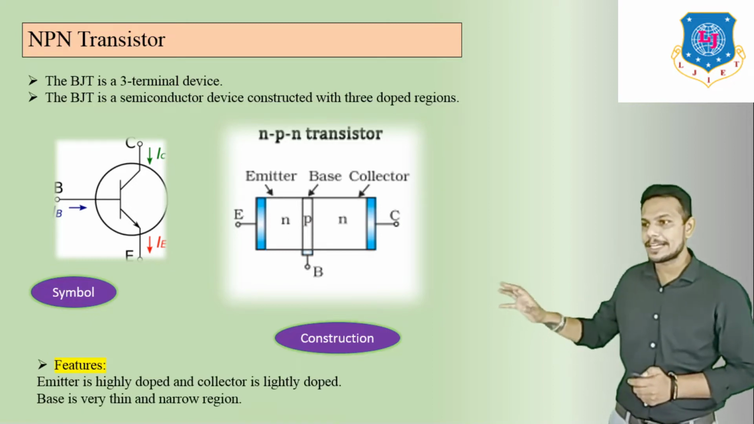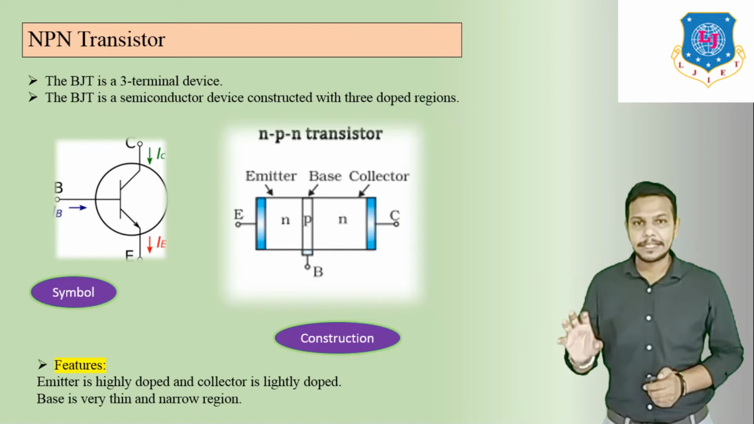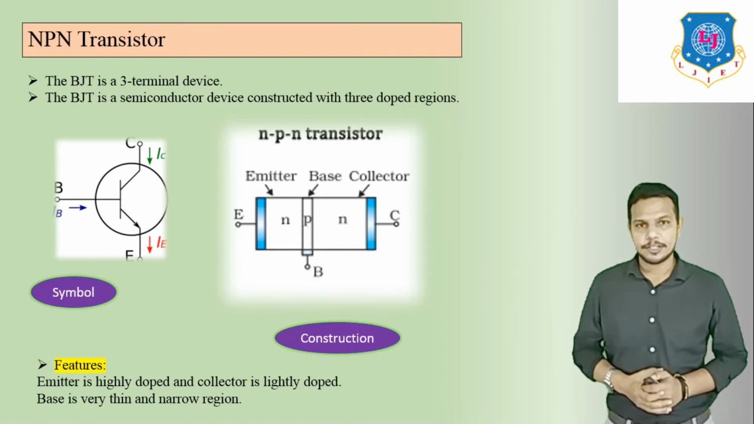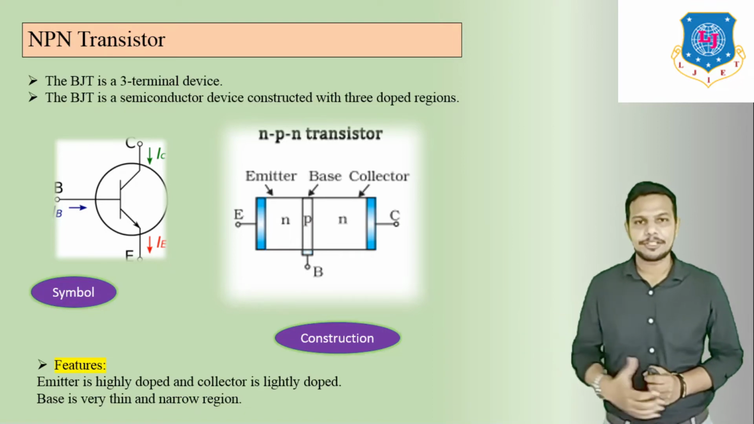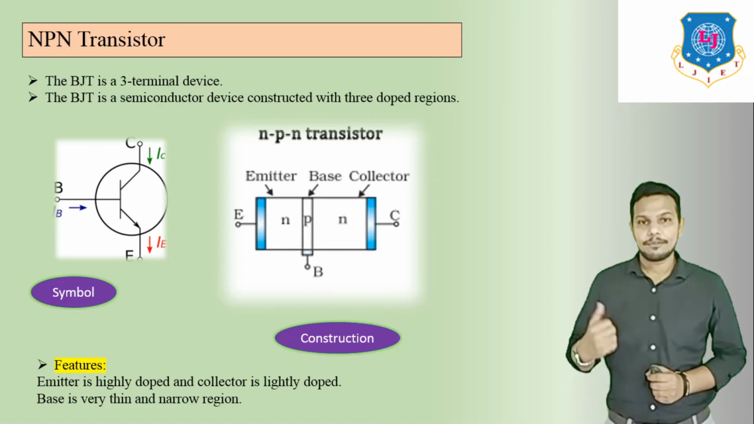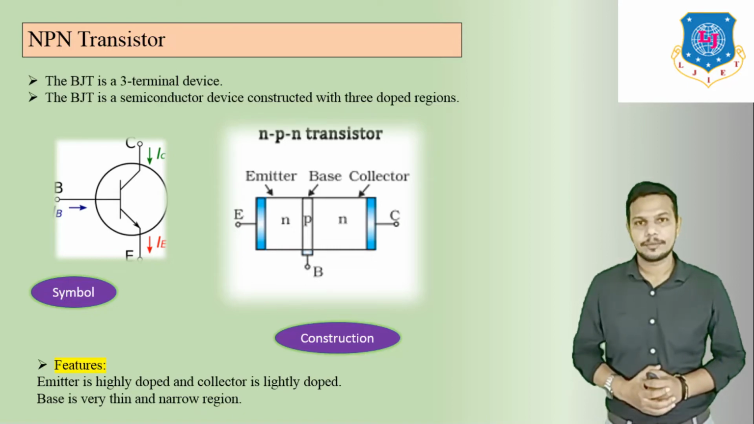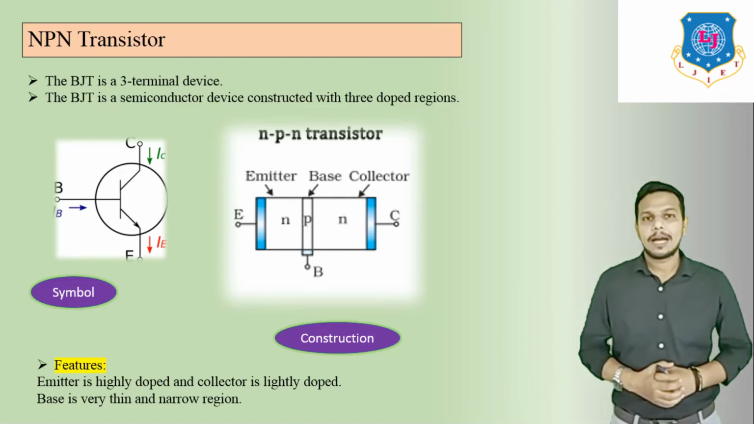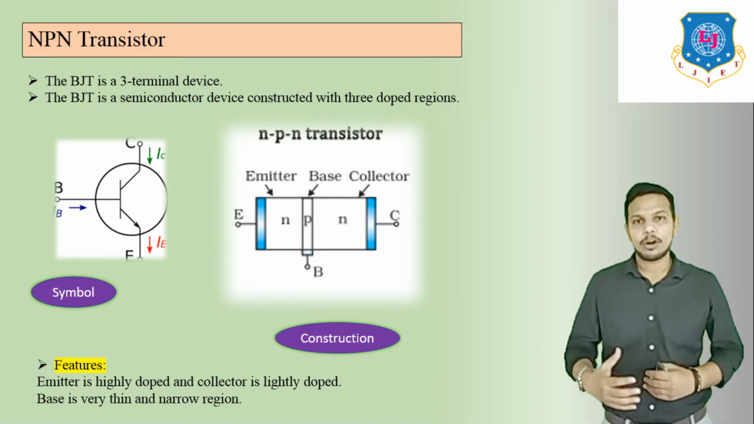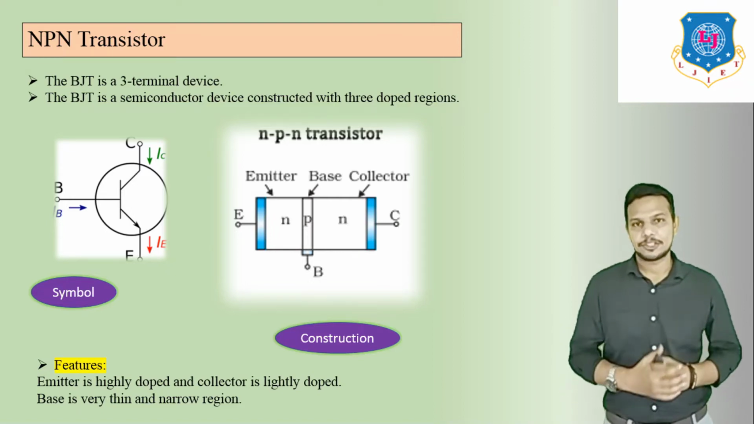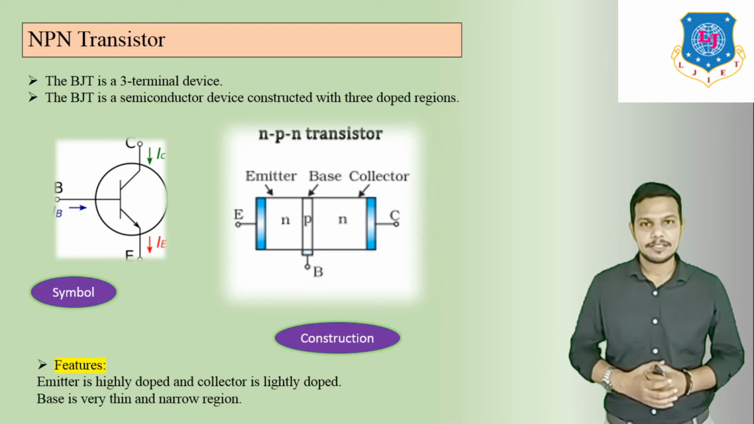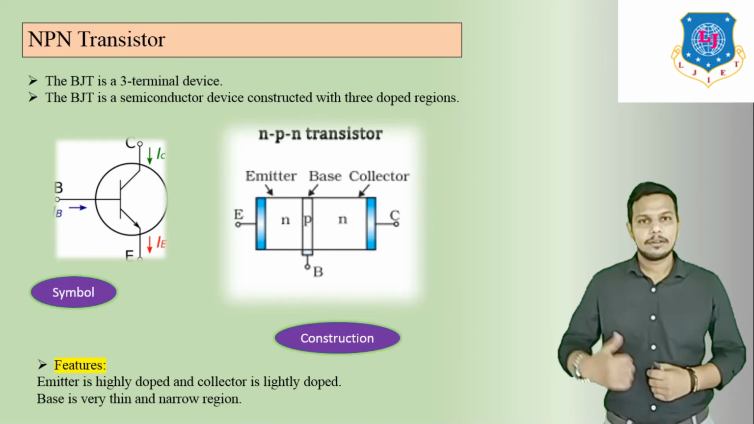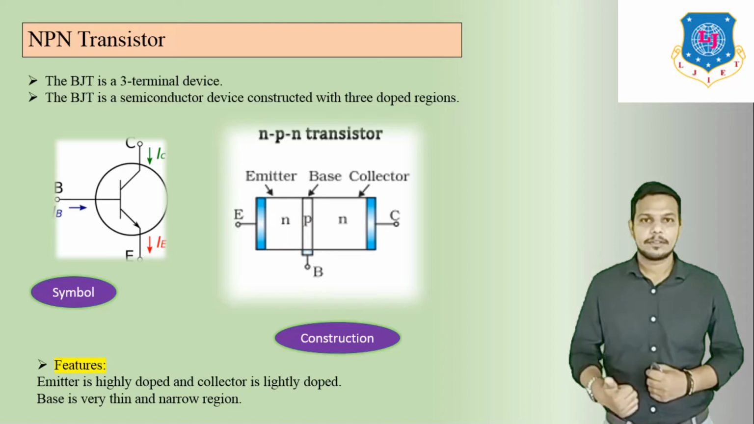Now here we can see the emitter is highly doped material in this NPN transistor and the collector is lightly doped material compared to the emitter, but the base is a very thin and narrow region compared to the emitter and collector. In short, I can say the emitter has more electrons than the collector. The collector has more space than the emitter and base, and the base has less space and fewer carrier charges.